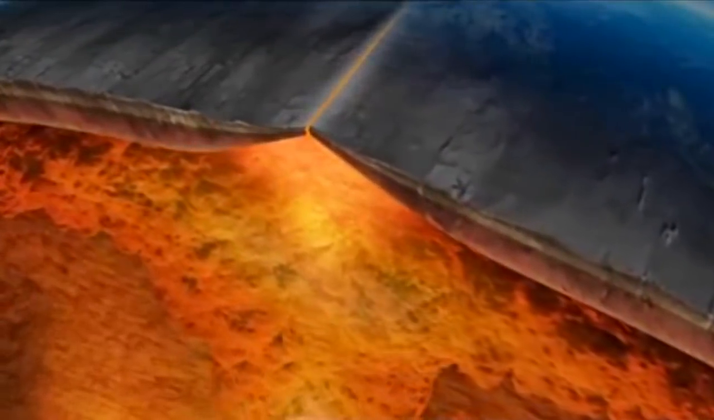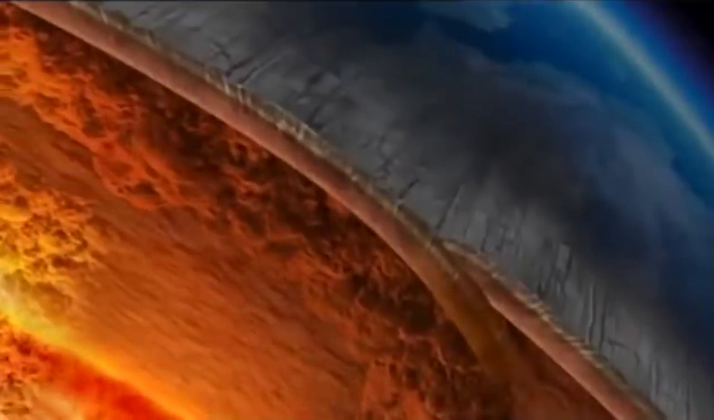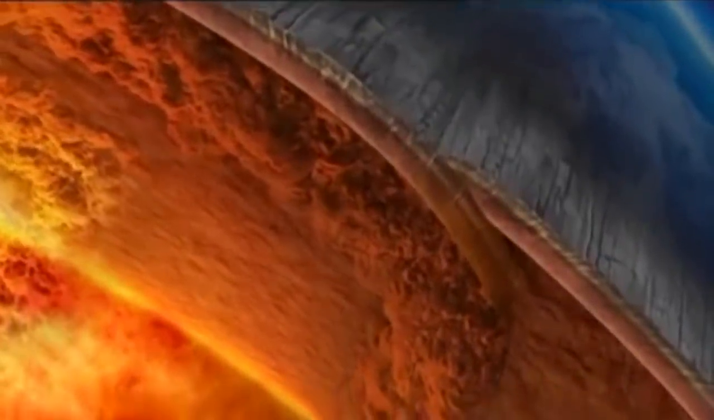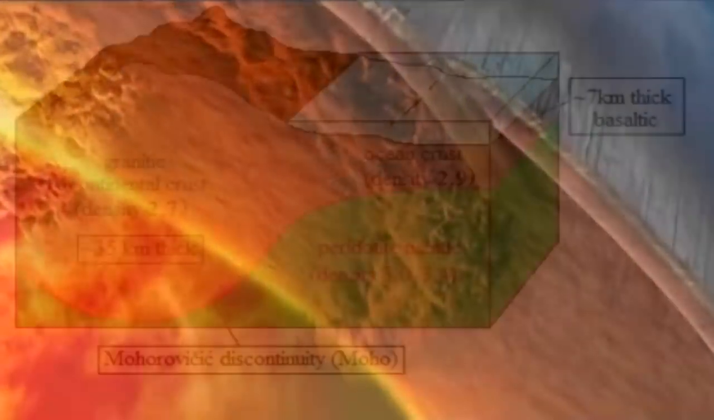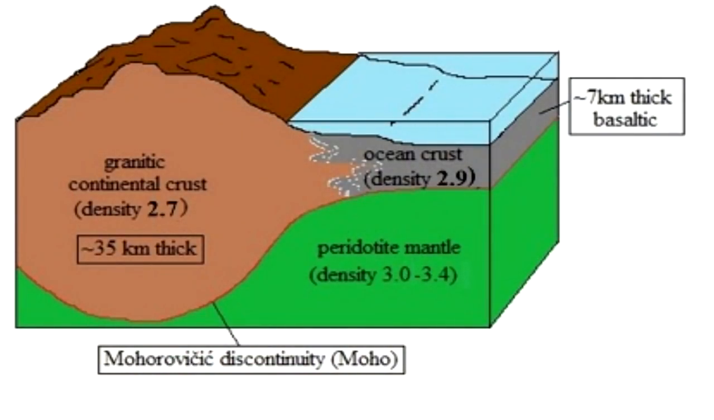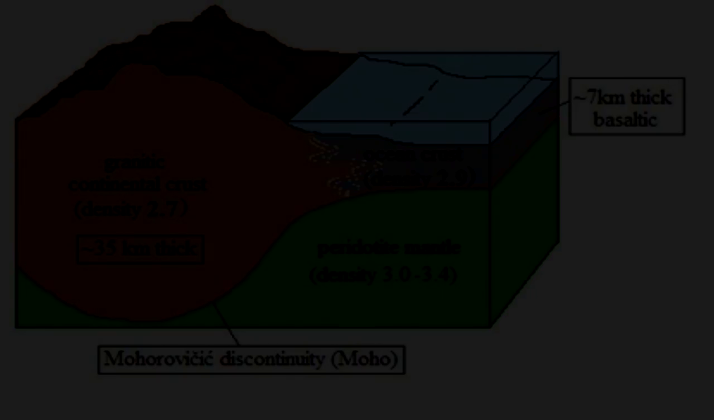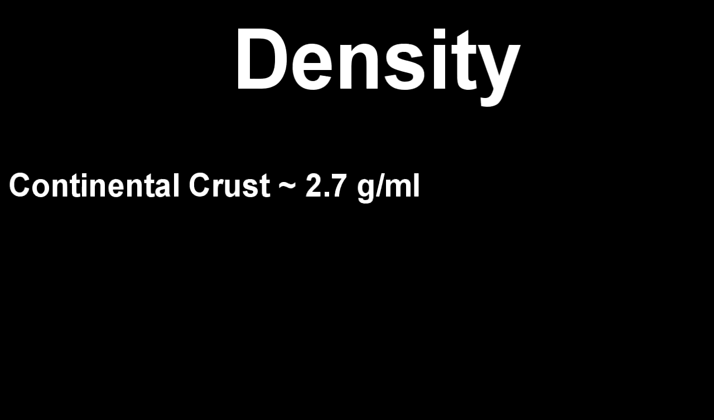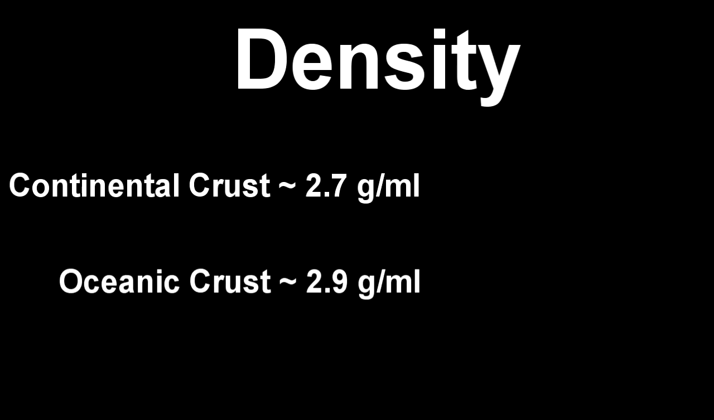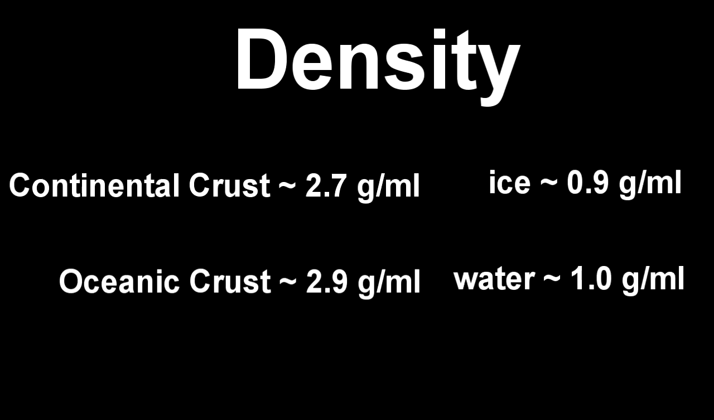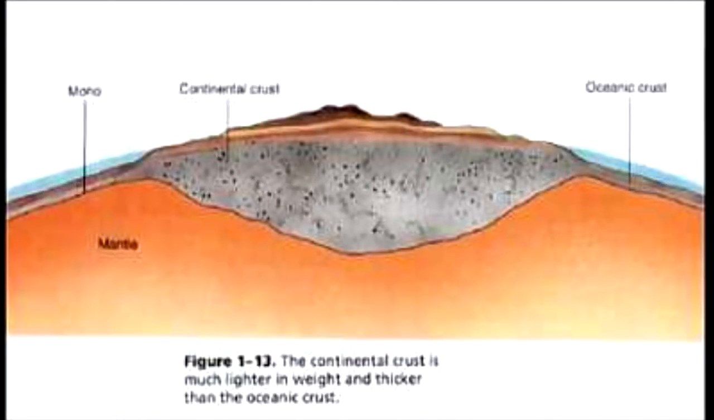Now there are two basic sorts of crust. There's oceanic crust and continental crust. The continental plates are thicker and they're less dense. They float better than the thinner, denser oceanic plates. To give you a rough perspective on this, the difference in density between the continental plates and the oceanic plates is comparable to the difference in density between ice and water. That is, the buoyancy of the continental crust in the oceanic crust is similar to the buoyancy of ice floating in water.